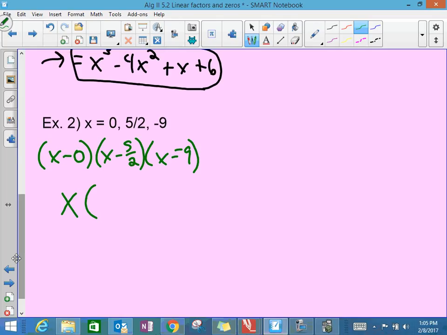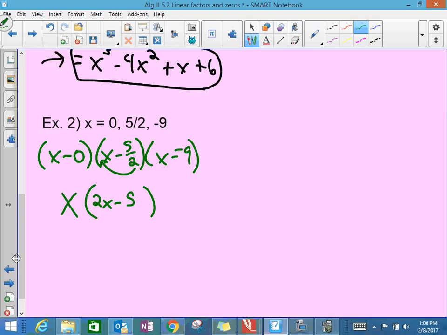Now, x minus 5 halves. Nobody wants to FOIL a fraction, right? That was just like foiling for all of us. So what you want to do is, and it's just a little trick, take the denominator and move it out in front of that x. So this becomes 2x minus 5.